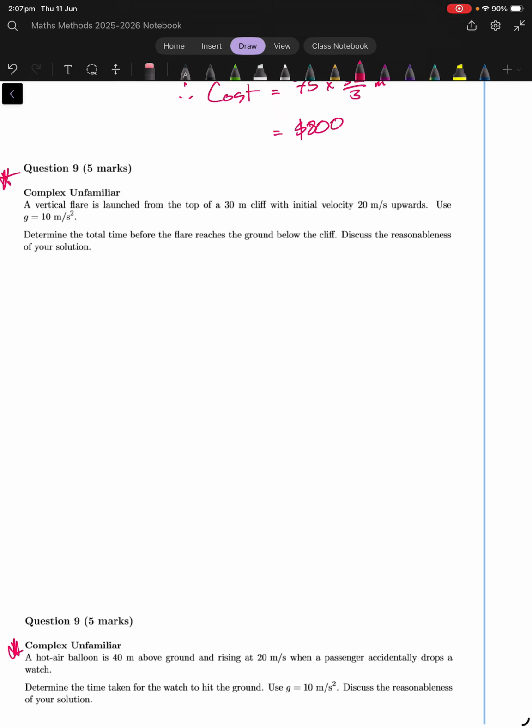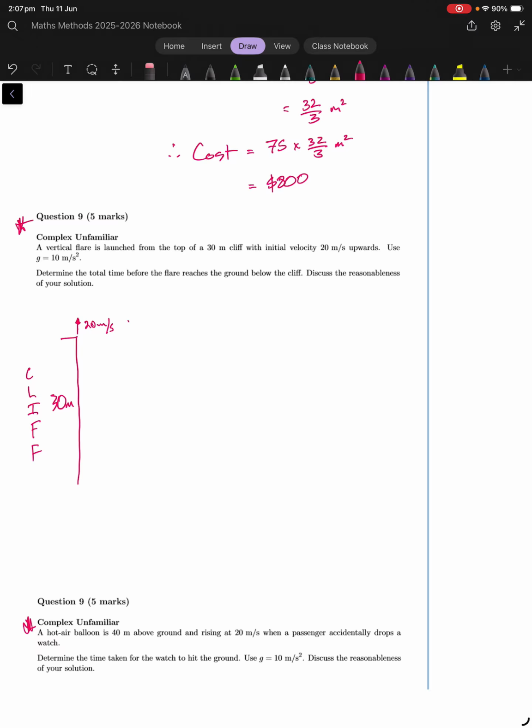A vertical flare is launched from the top of a cliff. That is 30 metres. And it's launched with an initial velocity of 20 metres per second upwards. So v of 0 equals 20. And again, because I'm shooting from the top of the cliff, we've also got this displacement at time 0 was 30. And now this is just like the very first one we talked through.